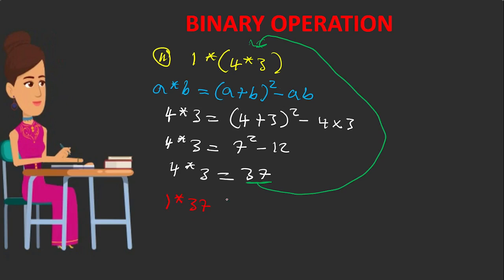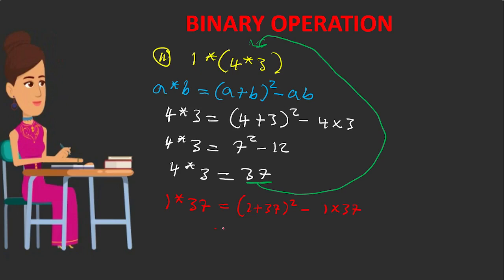Do not swap them. If one is this side and then what you have found is that side, put it where it belongs. Do not swap them. So this is simply equal to 1 plus 37, then you say squared minus 1 times 37.